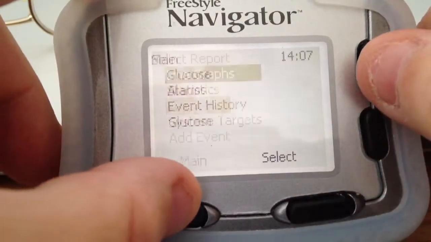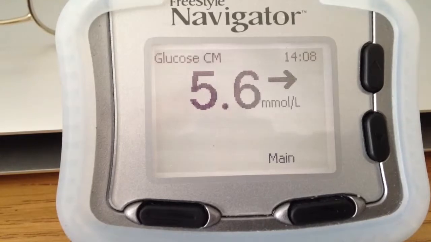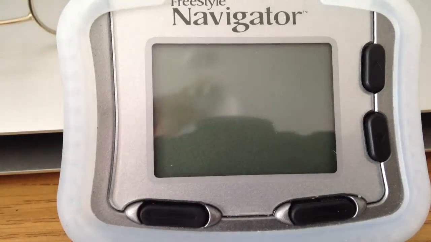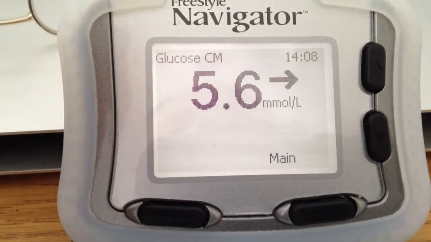And that's really about it from the perspective of the FreeStyle Navigator 1.5. There's a new model coming out, the FreeStyle Navigator 2, which will be available at the end of August 2013, and hopefully will be a much more improved version. But hopefully this gives you a little bit of an intro into CGM and what it does and how it can help control your blood sugar.